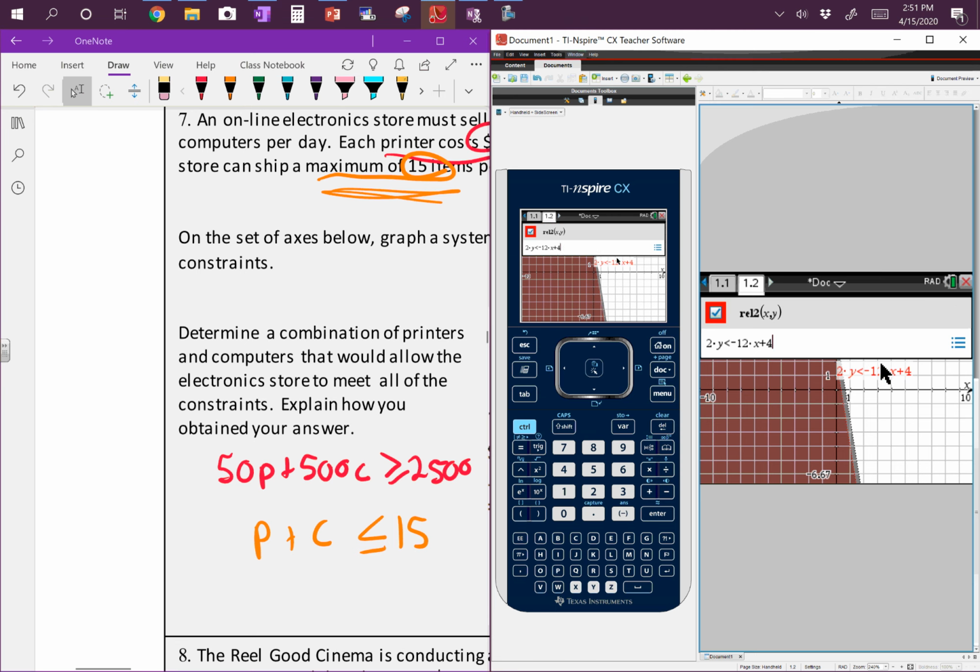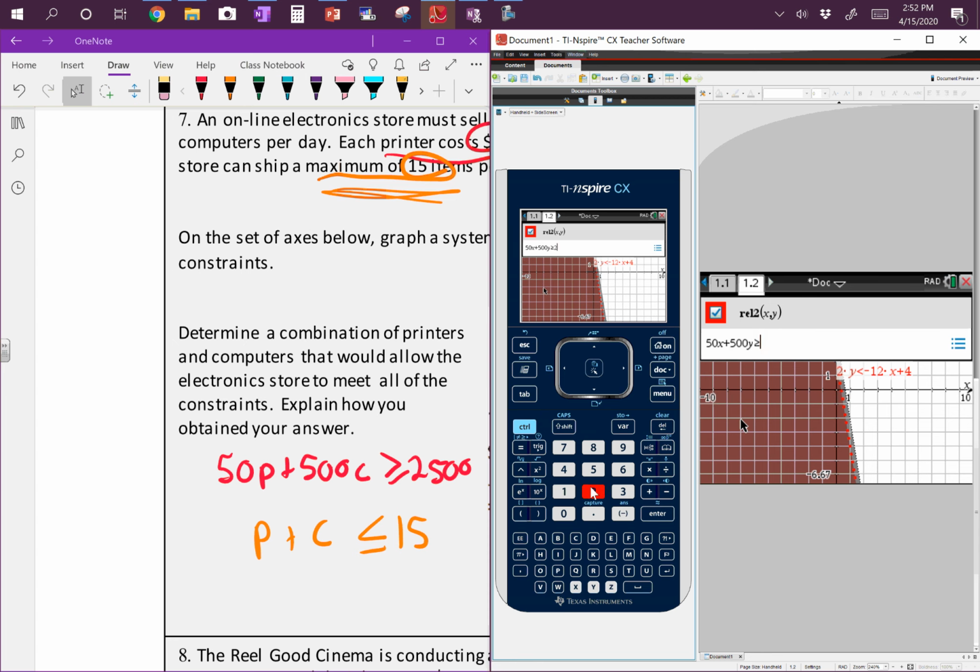And with the calculator, we are going to type this in, but be very careful when you type this in. When we type this in, we can't use P and C. We have to use X and Y. That's the first thing that we need to worry about.